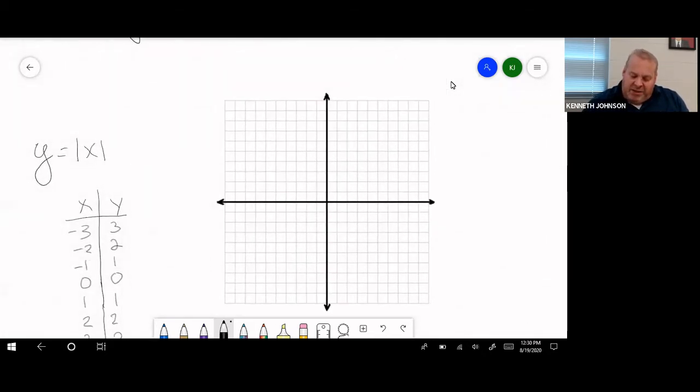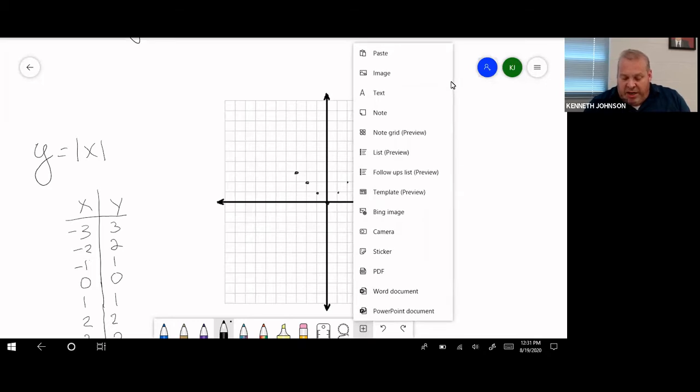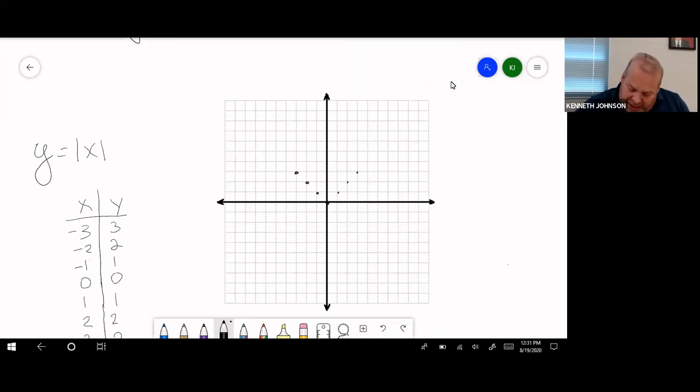And if I went to graph this at -3, 3, -2, 2, -1, 1, 0, 0, 1, 1, 2, 2, 3, 3, what I find is that I end up getting a straight line on either side. So I'm going to get a line this way and a line that way. And what we're going to find is that all absolute values are going to end up being this V shape.